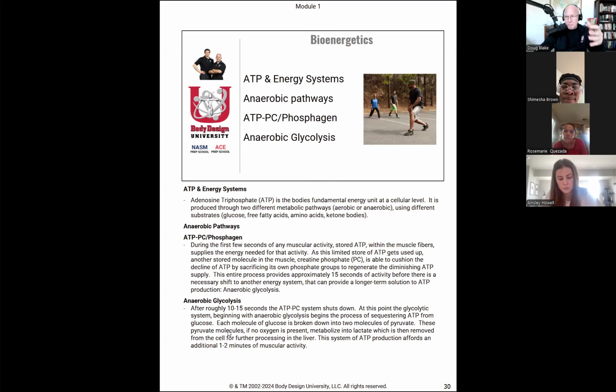So the pyruvate molecules, if there's no oxygen present, right, that's why it's anaerobic, they metabolize into lactate, which is then removed from the cell for processing in the liver. Believe it or not, this byproduct of anaerobic glycolysis metabolism actually gets converted back into glucose in the liver. So your body can keep recycling this stuff. Okay.